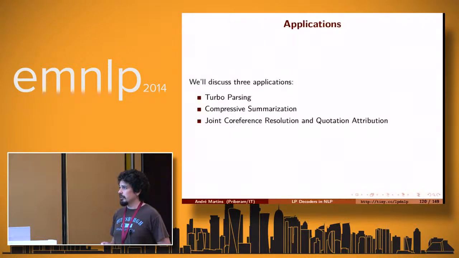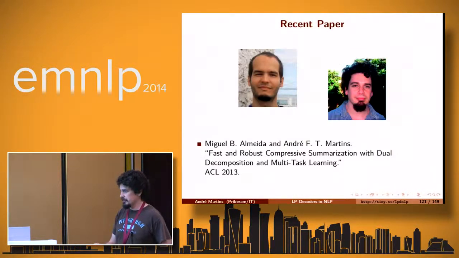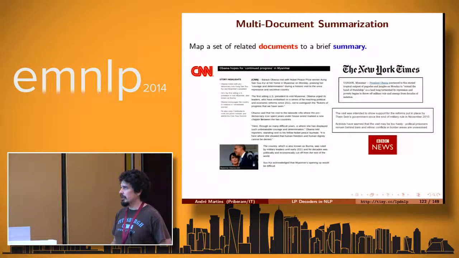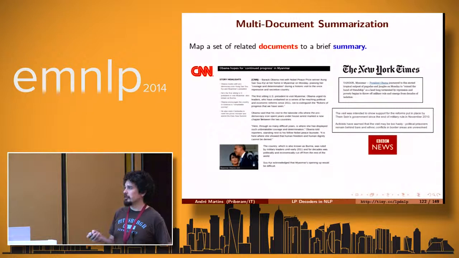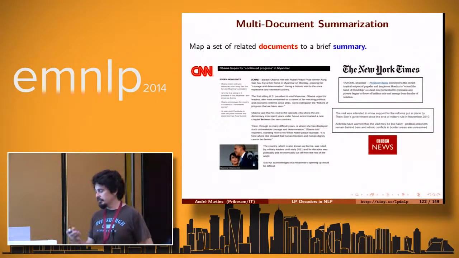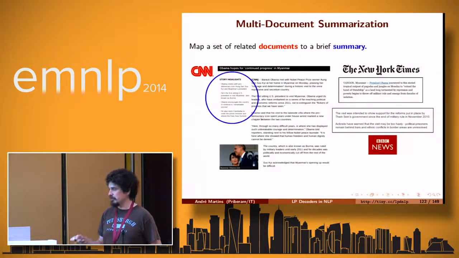All right, so let's discuss the second application. This was a paper last year at ACL. The problem here is summarization. And let's recall what the problem is. We have as inputs several documents about the same event. In this case, the event is the visit of Obama to Myanmar. And we want to extract the relevant information in all these documents and to generate a brief summary. So something that looks like this.